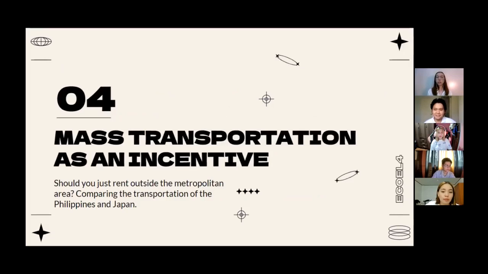So for this section, Kay and I will be discussing about the transportation model of Japan and the Philippines, and we will be answering the question, would mass transportation be a good incentive to just rent outside the metropolitan area? Next slide, please.